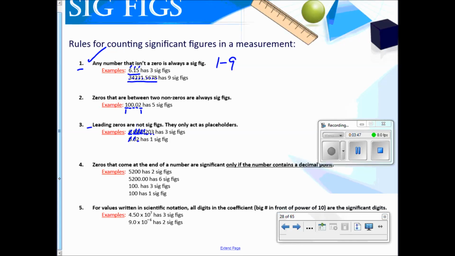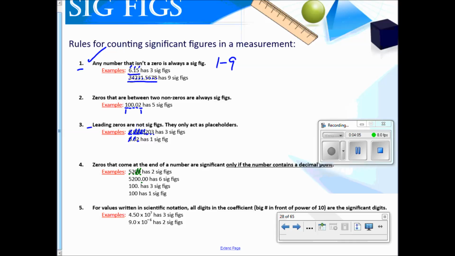Zeros that come at the end of a number are only significant if the number contains a decimal point. So these zeros come at the end here, and you don't see a decimal, so those do not count. They're also placeholders, so this one has 2 significant digits.